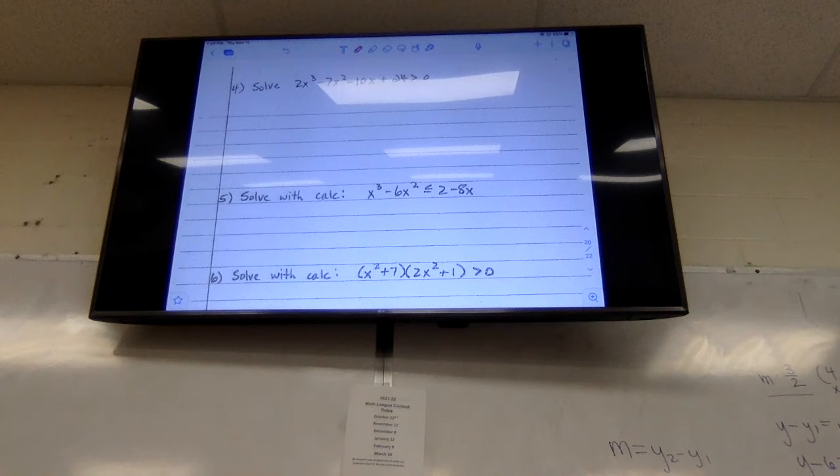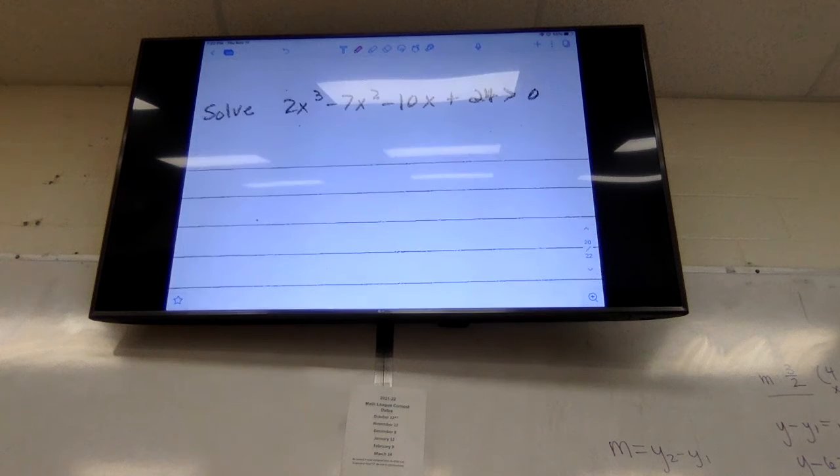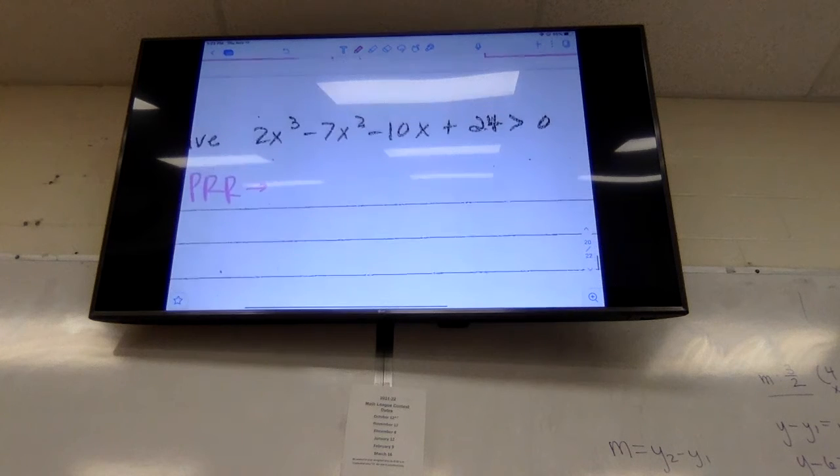All right, number 4. This one says solve. Ooh, but I can't do factoring as pretty as we did last round. What do we do if we can't factor? Not graph. Synthetic. We will do synthetic, but we have to list what first? PRRs. I'll tell you which one it is, but you have to list them for me. Okay, how do I list them?